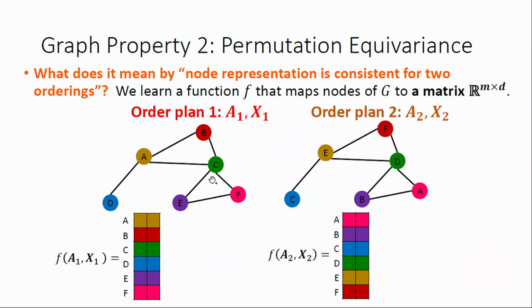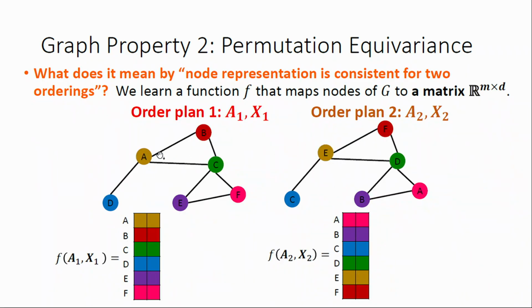So basically, for example, again taking this two-order plan as an example, right? They're the same graph, but their node order changed. Now if we use these two sets of data as input, you will have a different feature matrix: the feature of A will be located in the first position in the first matrix, but in the second matrix, it will be located in the fifth position, right?